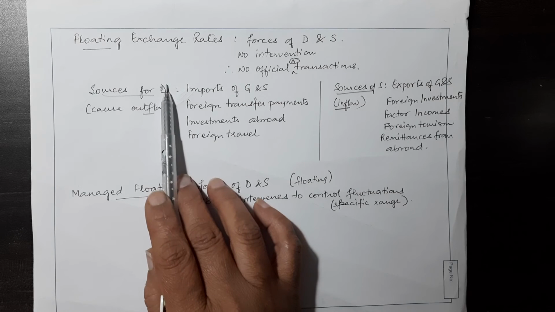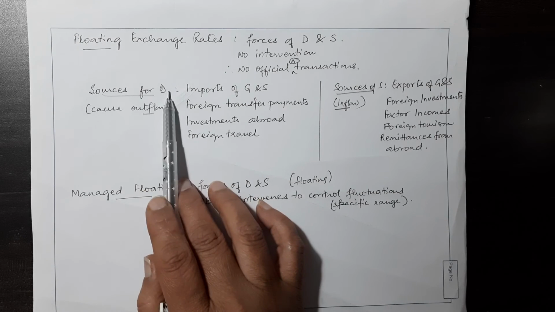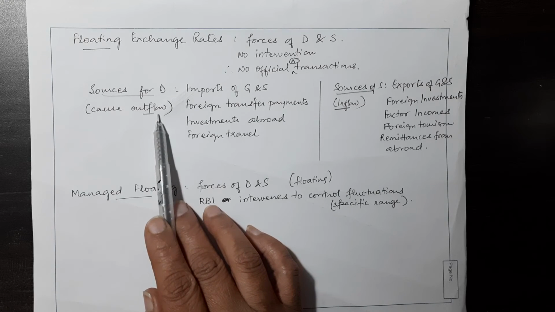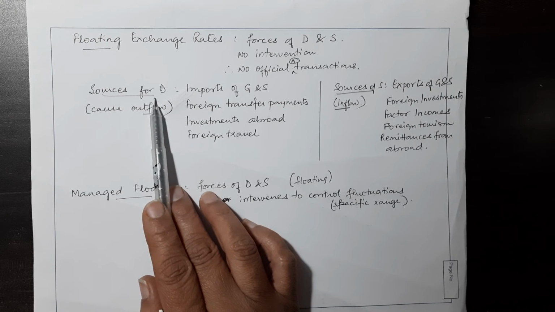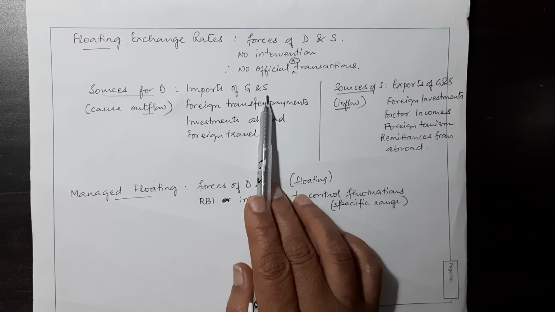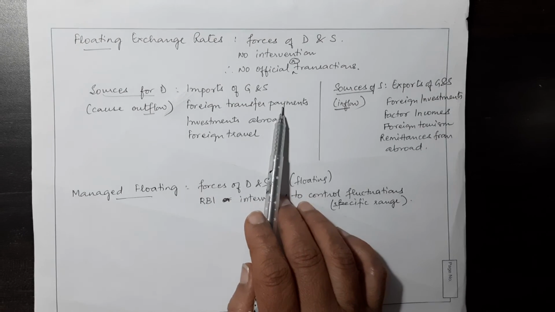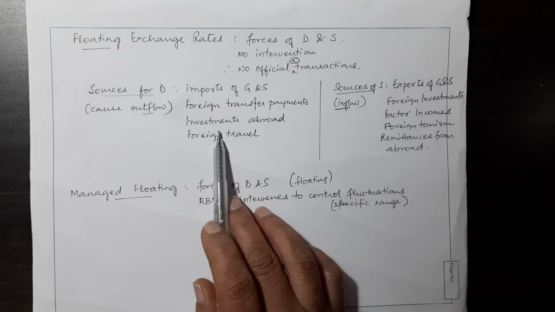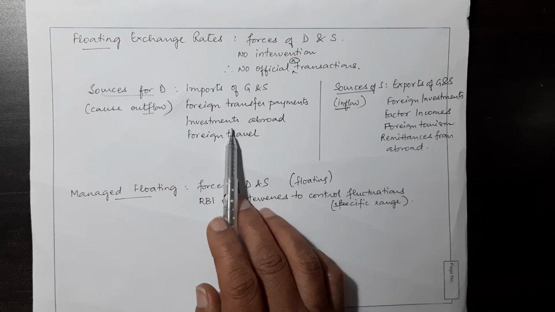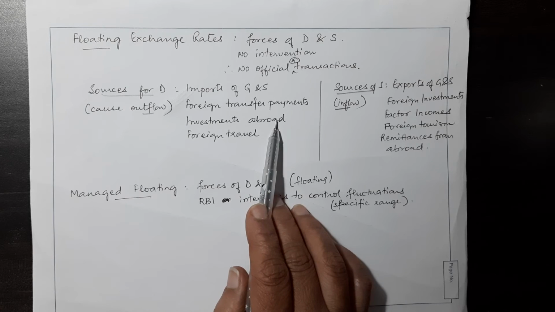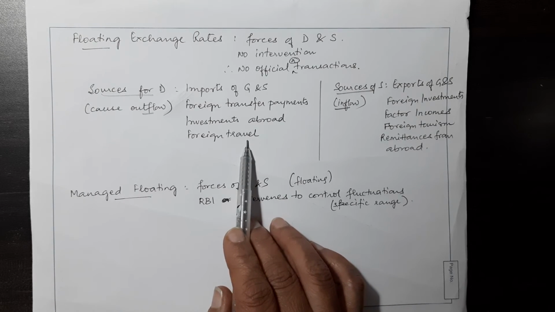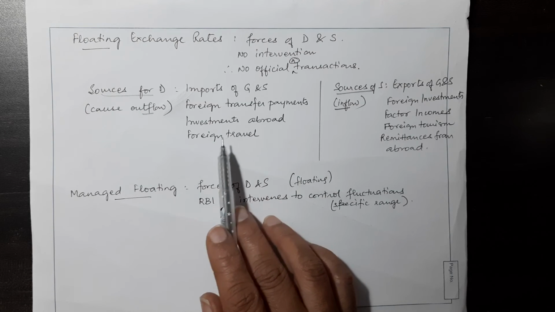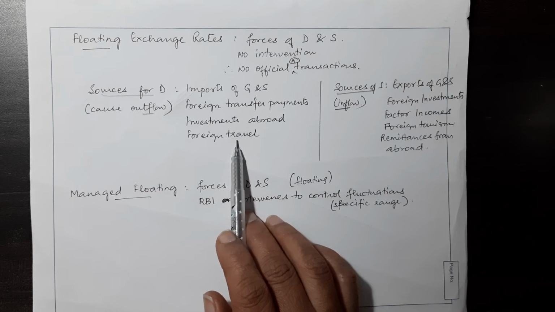Now, what are the sources of demand? Demand means that which would cause an outflow of foreign exchange. So, the sources of demand for foreign exchange are imports of goods and services, foreign transfer payments, if you want to gift somebody who is living outside India, then investments made abroad, foreign travel. If you want to visit some place during your vacation, a foreign trip, then you will need the foreign currency.